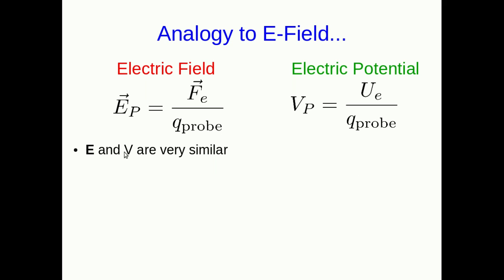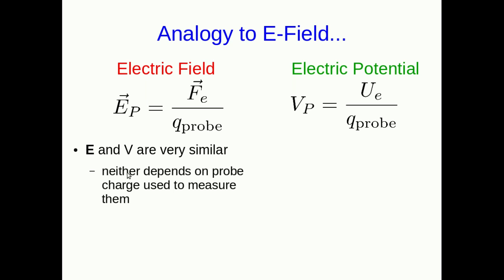So the electric field and the electric potential are very similar. Neither one depends on the probe charge used to measure them, although the formulas might make you think that they should. Both are just properties of the location in space that you're looking at, and they tell you something about how charges move when they are at that location in space.